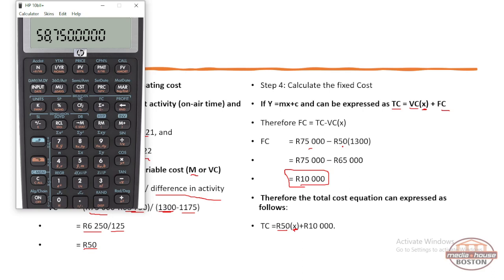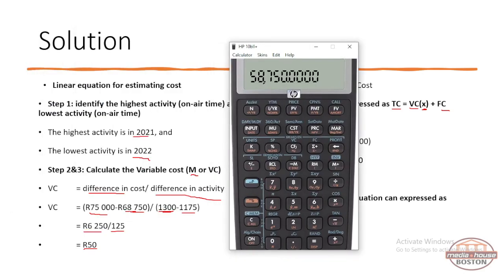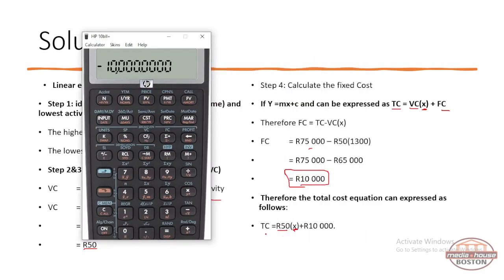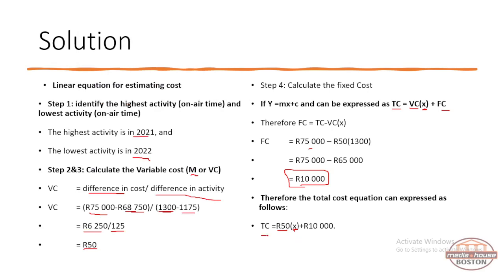Once we get 58,750, we're going to subtract it from the total cost of those activity to get the fixed cost, which is 68,750. So I'm going to just say minus 68,750. You will see that we'll still get 10,000 as our fixed cost. So our equation is 100% correct. We can use this to estimate future cost that will be related to us airing the show on the DSTV based on the number of times the show gets to be aired.